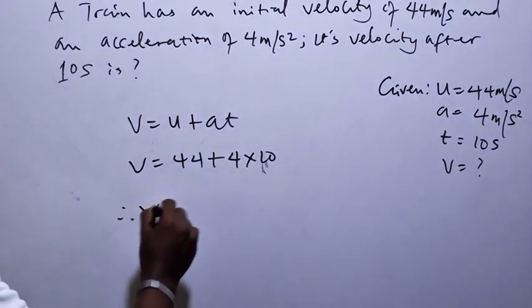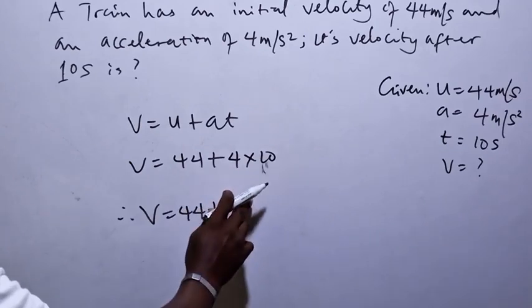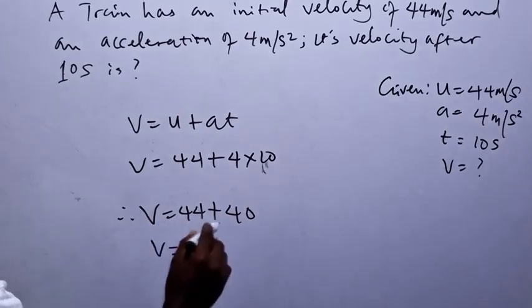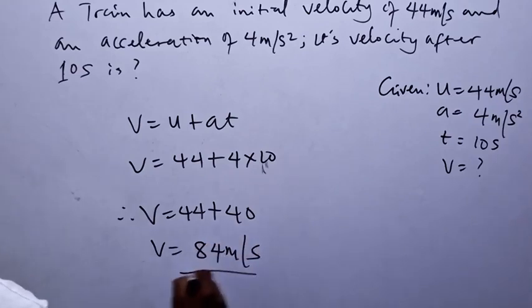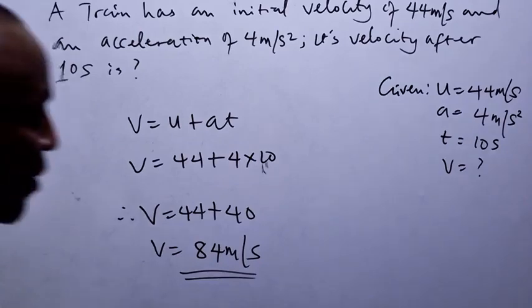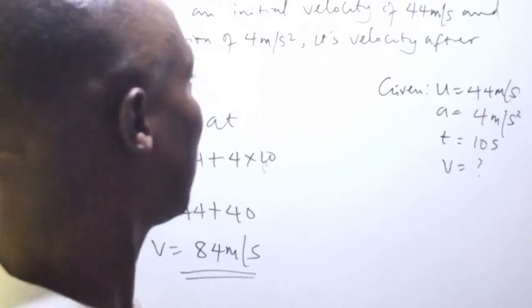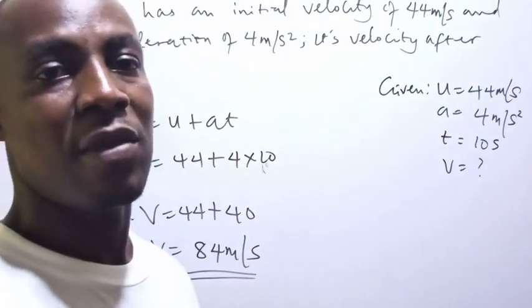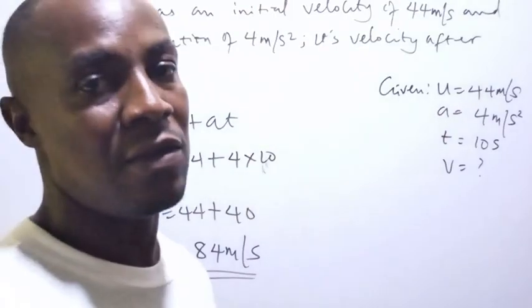Therefore, you have that v equals 44 plus 4 times 10, which is 40. v equals, if you add 44 plus 40, you have 84 meters per second. As simple as that. Now you see, like I said before, this is one beauty about physics. Once you're able to get the formula, getting the formula makes you score about 80%. Then inputting the values in the formula is 100%.